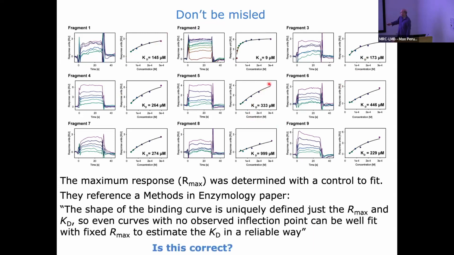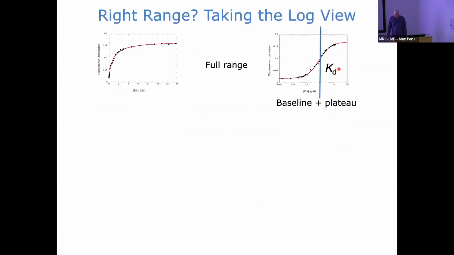So in the paper they said, well, maximum response, we can just control that, and the shape is just going to be determined by the Rmax, which we can fix, and just look at the inflection point. But you can see here that really some of the binding is really far off. So how accurate is this? Do you have the right range in the amount of data that you've got? Sometimes it's very simple to be fooled just because of natural variation in the data.